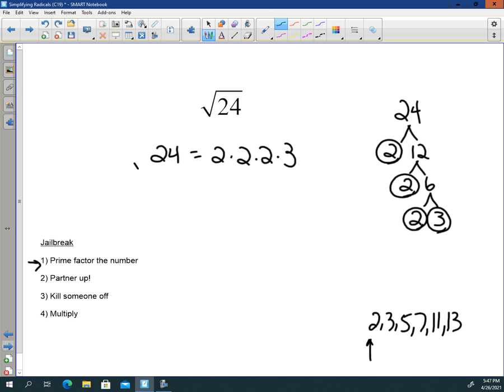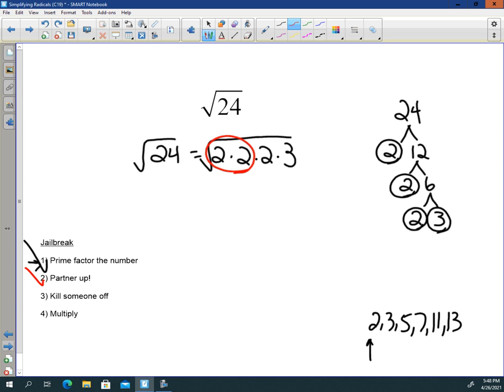And if I want the square root of 24, I take the square root of that. That takes care of the prime factoring. Now, in order to jailbreak this, I'm going to have to partner up some of these numbers. Notice that there are 3 2s and 1 3. I can partner up these 2 2s, and then the third 2 doesn't have a partner, so it has to stay inside. The 3 never had a partner in the first place, so it has to stay inside.